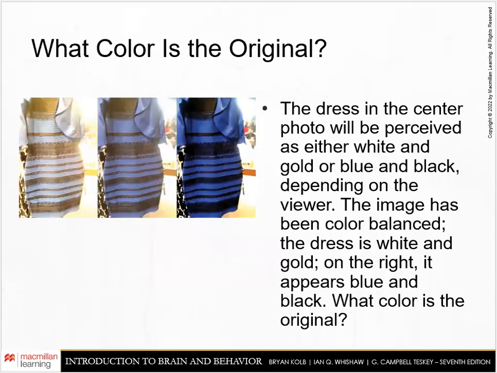So what color is the original? The dress here, you may remember this was really popular a few years back. The dress in the center of the photo is perceived as either white and gold or blue and black, depending on the viewer. So the image has been color balanced. The dress is white and gold on the right, and the dress itself is white and gold, but on the left it appears to be blue and black. And so what color really is the original that's taking place here?